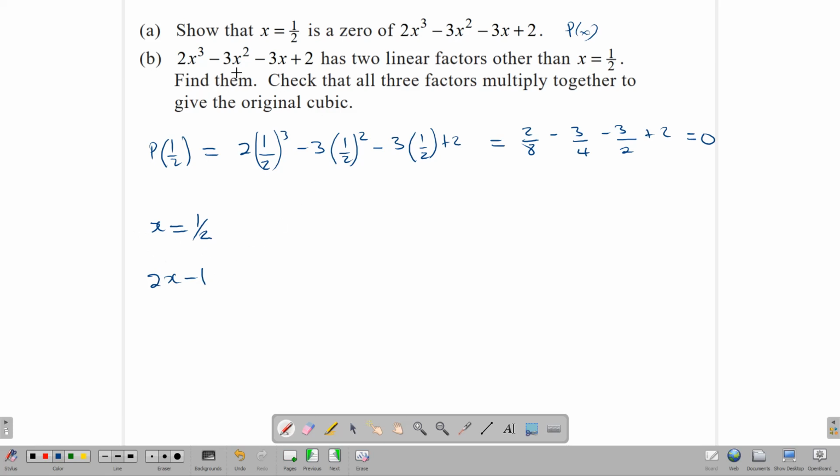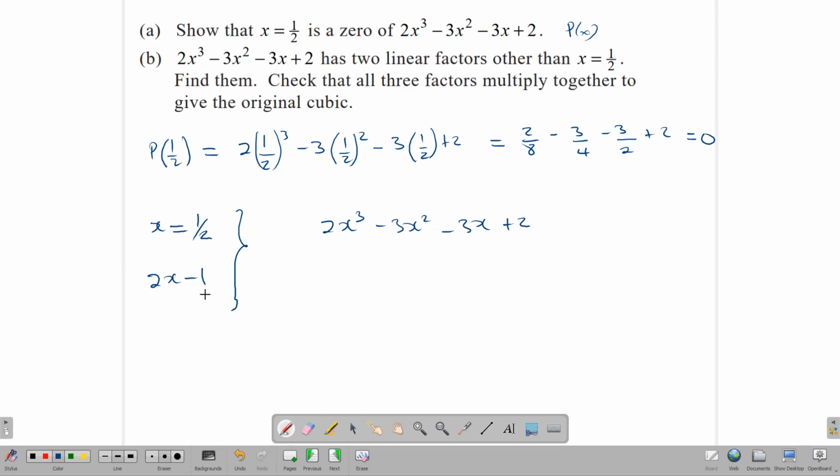So the question says 2x cubed minus 3x squared minus 3x plus 2 has 2 linear factors other than this. Find them and check, by multiplying, that you get back this expression here. So what we want to do then is divide out 2x cubed minus 3x squared minus 3x plus 2.